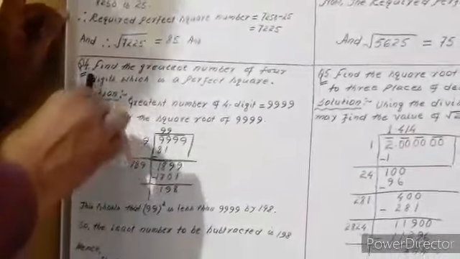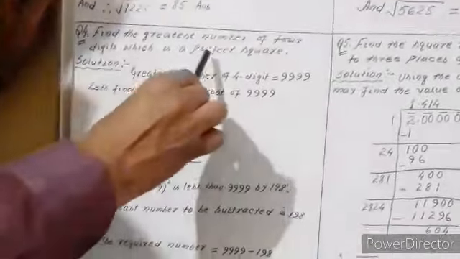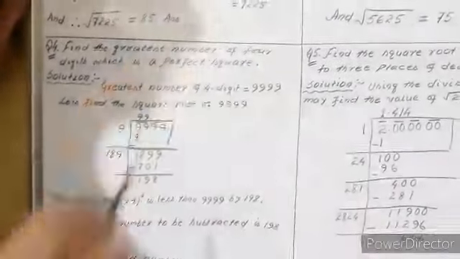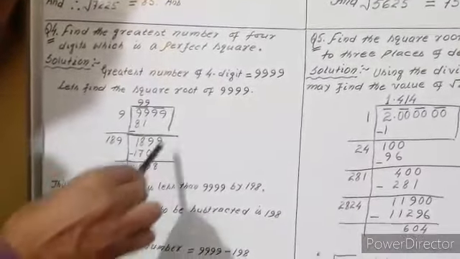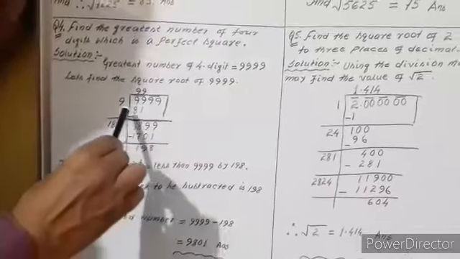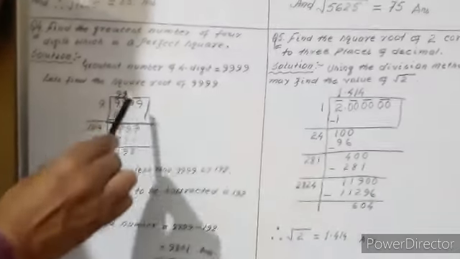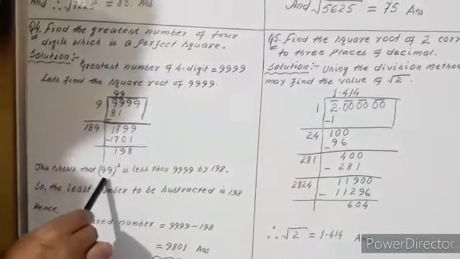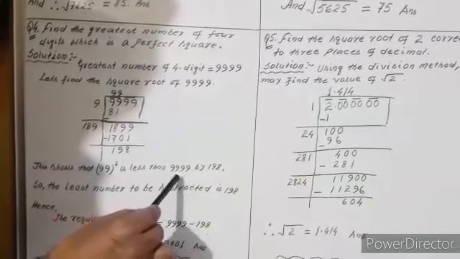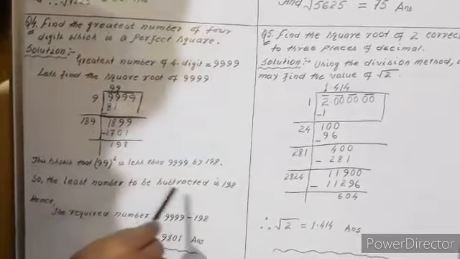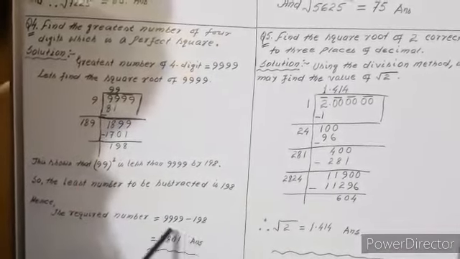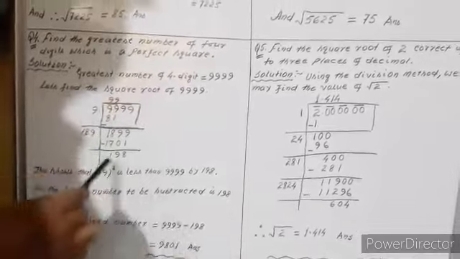Moving on to another one. Find the greatest number of 4 digits which is a perfect square. The greatest number of 4 digits is 9999. We are following the same procedure. After following the same procedure, here you see, after determining, we have seen here 99 square. This is the remainder left here. 99 square is less than 9999 by 198. This is the remainder left out. So if the least number 198 is subtracted from this, it will become a perfect square.